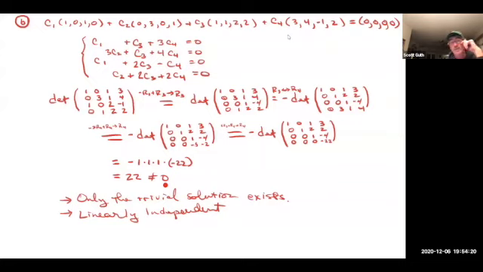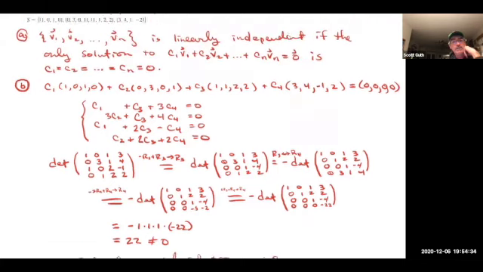If the determinant was 0, then one of these rows would 0 out and you would get a non-trivial solution. So with the determinant not equal to 0, we know only the trivial solution exists, so the vectors are linearly independent. And that's all you have to do on that one.